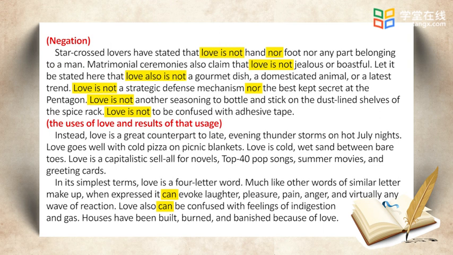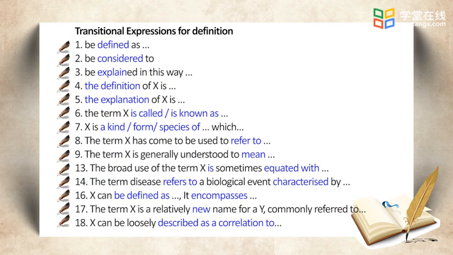In the following paragraph, the author tries to define love through the technique of negation by pointing out what love is not, giving readers a clearer understanding of the author's viewpoint. Then, quite naturally, after all this analysis, the author puts forward his own definition of what love is in the last 2 paragraphs.